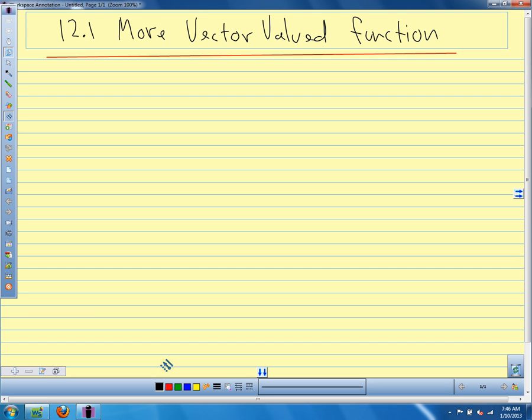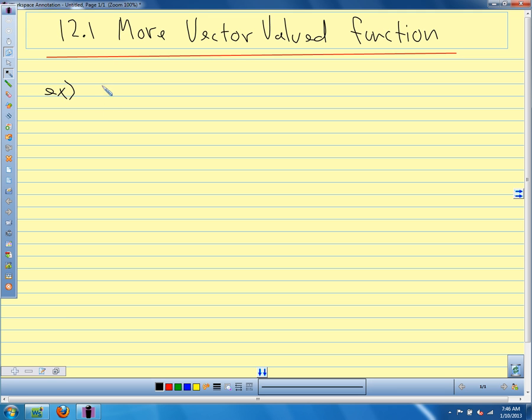So the first thing I want to do is look at an example. What we're going to talk about just for the first part here is kind of like we did with this homework problem. Given a vector valued function, we want to sketch what the graph of the curve is going to look like. So let's work through one of these.